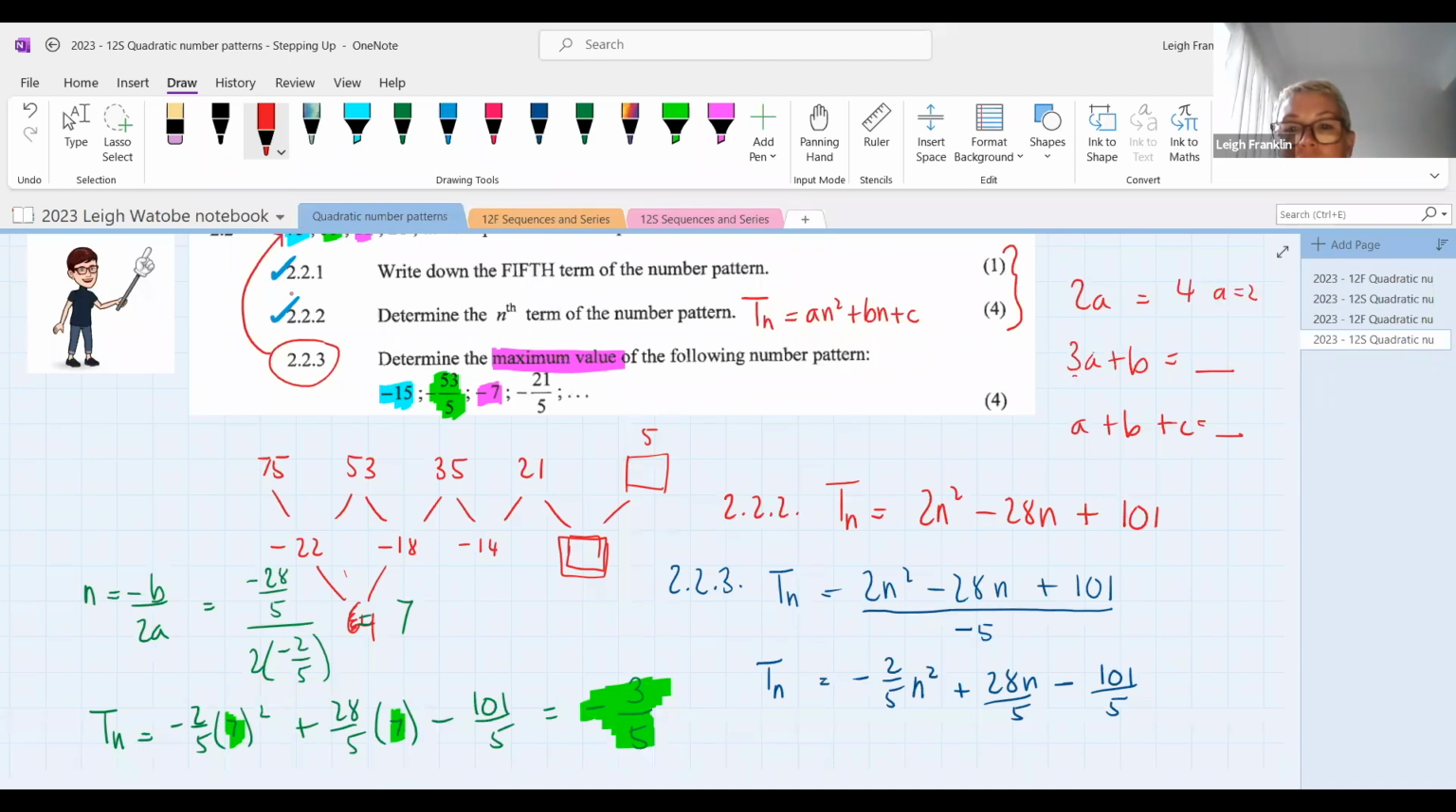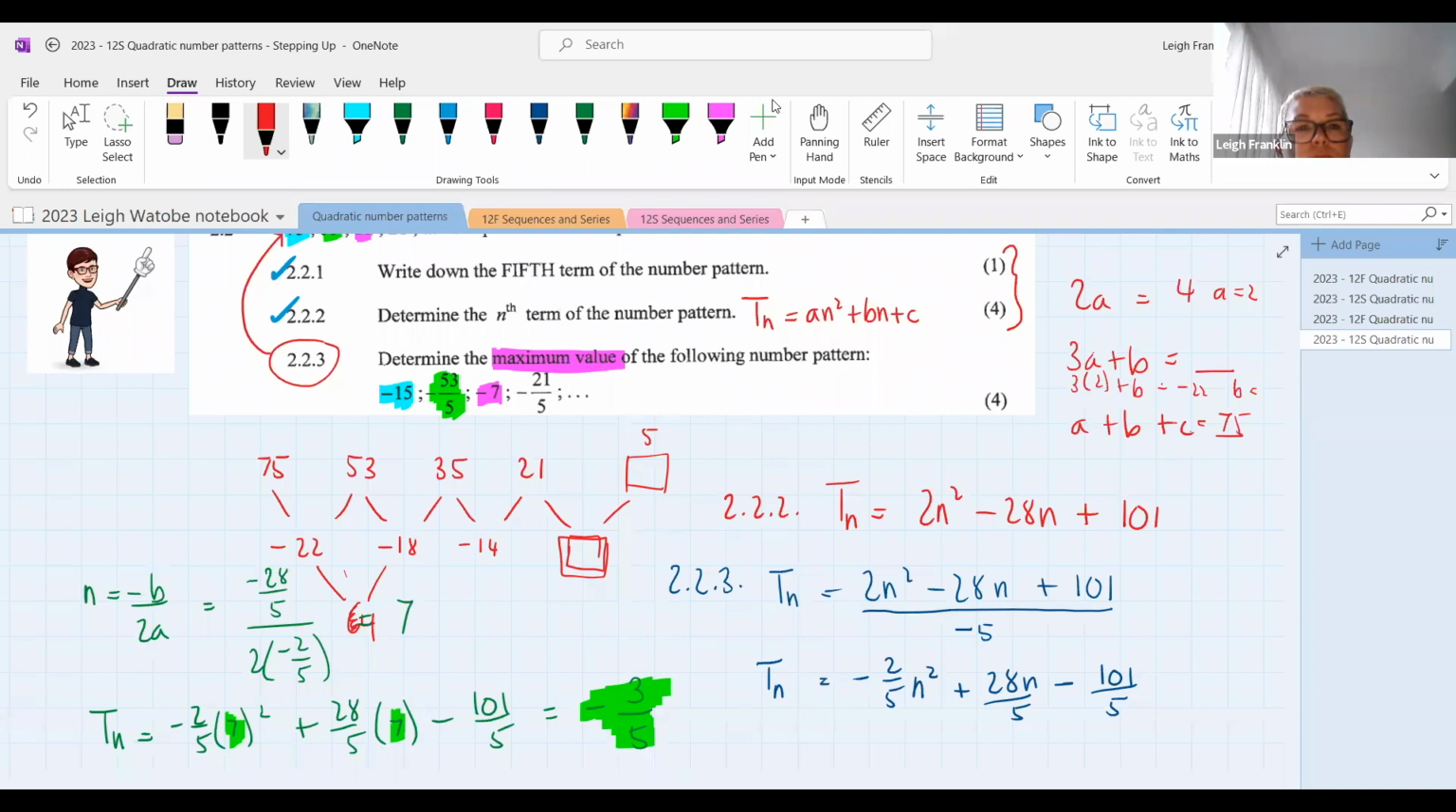Then you would have subbed in here. 3 times 2 plus b would have been equal to negative 22. And then you would have worked out what b was. And then once you've got a and b, then you can work out what c is. Remember, a plus b plus c has to be equal to the first term of the quadratic pattern. So this would have to be equal to 75. Okay, so in this case, b is equal to negative 28.